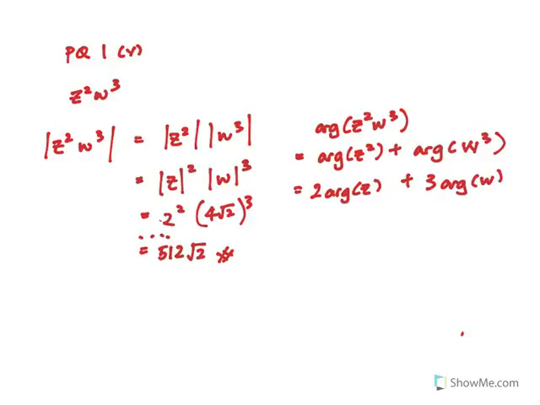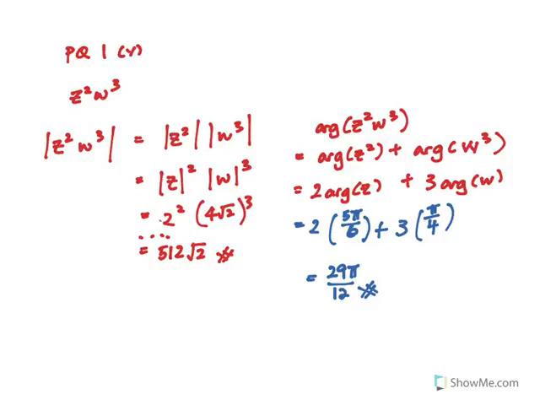Okay, and from here we just need to plug in the argument of Z and W as we have found earlier, which is just 2 times 5 pi over 6 plus 3 times pi over 4. And the final answer gives us 29 pi over 12. Again, you can see that this is not within the principal range, so this number is too big. What do we do? Remember I told you, if the number is too big, we may need to subtract multiples of 2 pi. If the number is too small, we need to add multiples of 2 pi, such that the argument lies in the principal range, that's less than or equal to pi, more than negative pi.